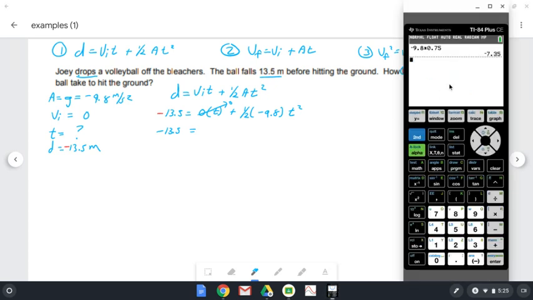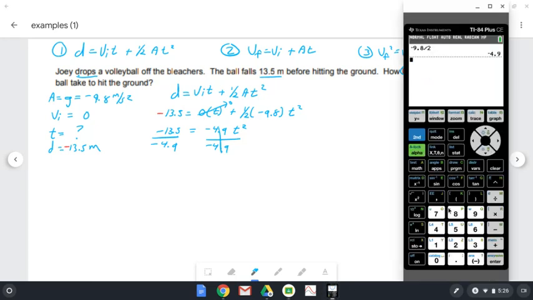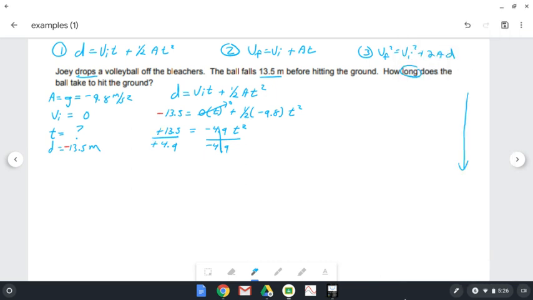Let's go ahead and plug that into the calculator. Negative 9.8 divided by 2 to get half of it is negative 4.9. T squared. Now I have to divide by negative 4.9 on both sides. Okay, back to the calculator. Negative 13.5 divided by negative 4.9. Can't forget those negatives. And it becomes positive because when you divide a negative by a negative, it becomes positive.